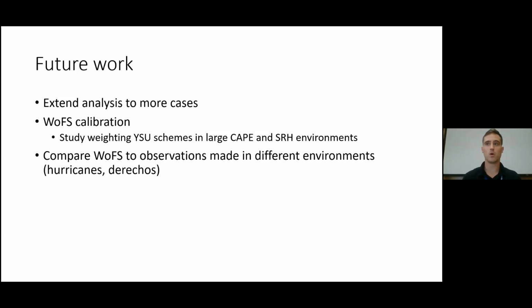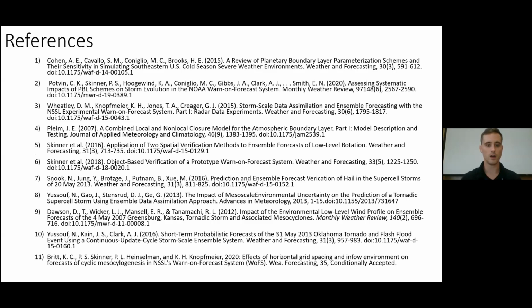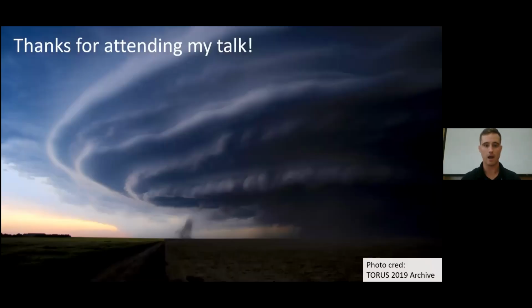This study was only done in American Great Plains supercell springtime environments, and there are a wide variety. There are more environments that we could look at, especially hurricanes and derechos. Hurricanes is one that I would be particularly interested in because up until the precip started, you could get a very long time series of comparisons between observations and WoFS, and so that could be potentially a very interesting data set. Here are my references, and I'll conclude it there.